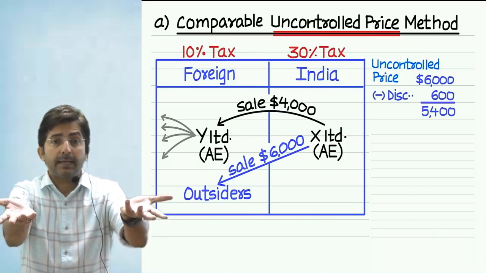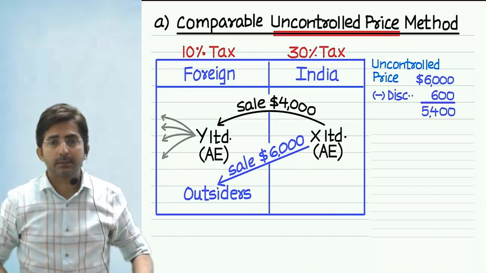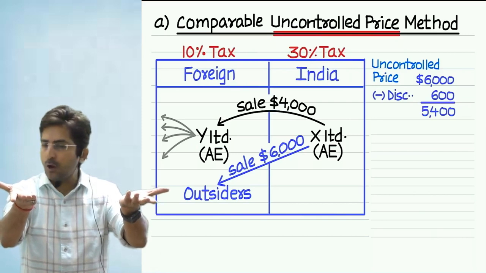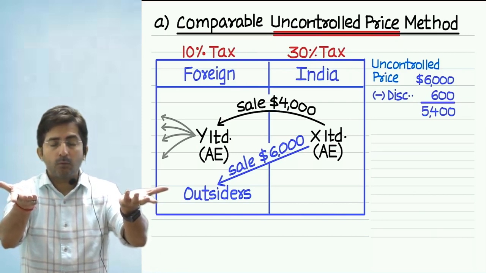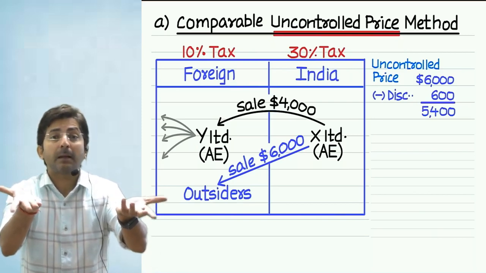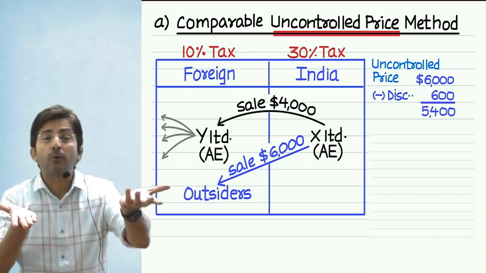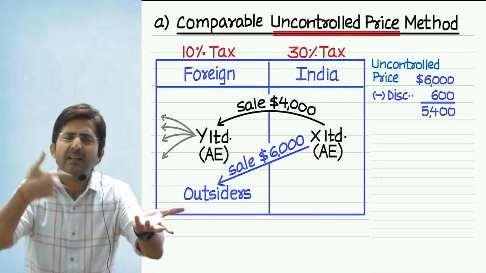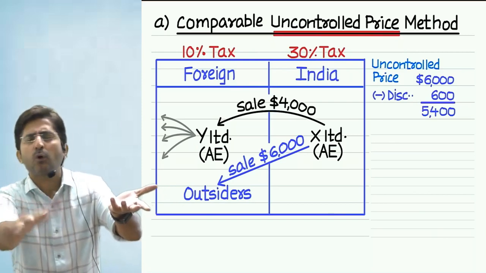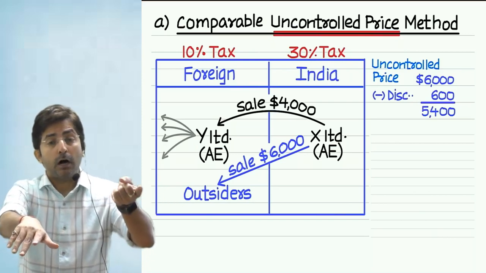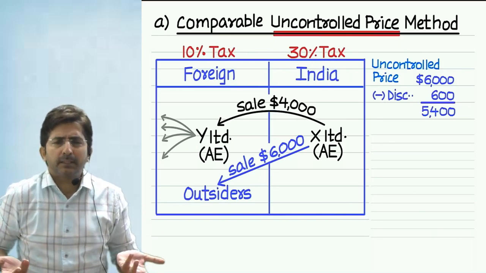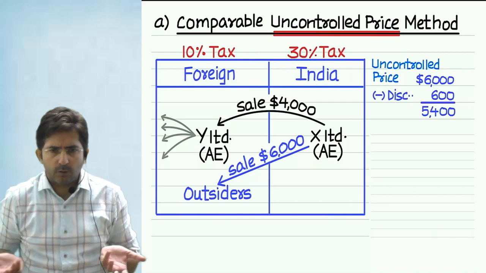So now again I have created a point of difference. Because of warranty, these two transactions are not comparable. They are not at par, because sale to Y is without warranty, but sale to outsiders is with warranty. So tell me what difference it makes whether there is warranty or not.